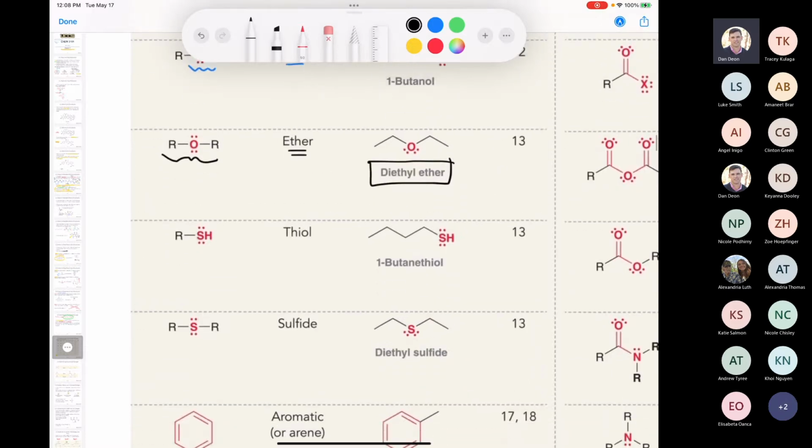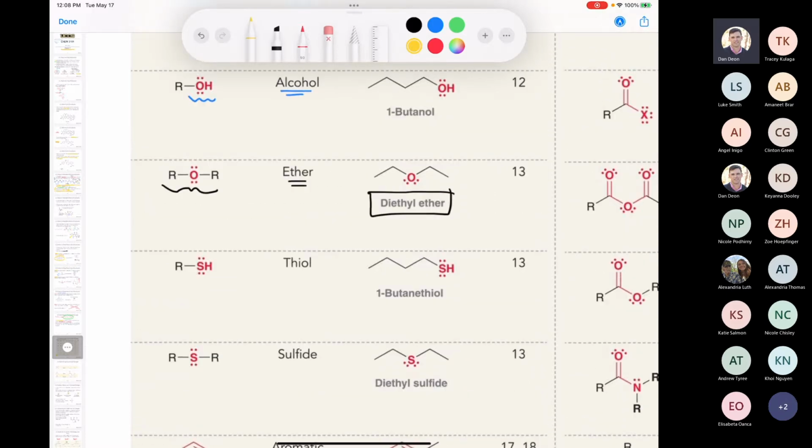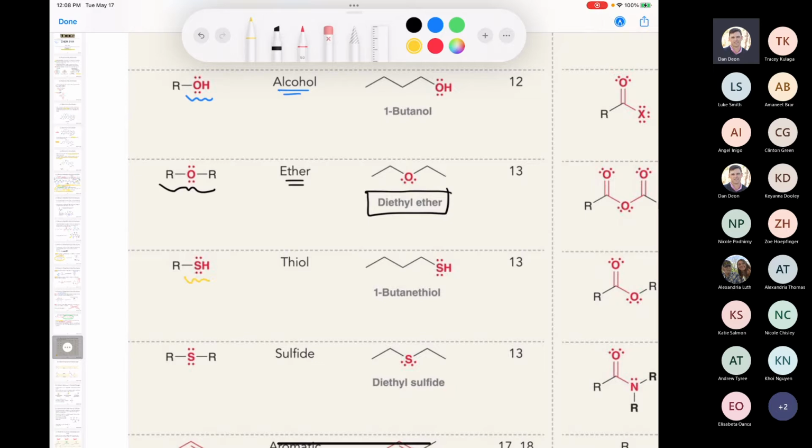The next one is a thiol. A thiol is kind of like the sulfur version of an alcohol. You see an alcohol is OH. Well, a thiol is just SH. We don't deal with a lot of thiols in Organic Chemistry 1 because you see that these are covered in chapter 13 as are ethers and alcohols. I mean, that's Organic Chemistry 2, but you still have to be able to identify a thiol.